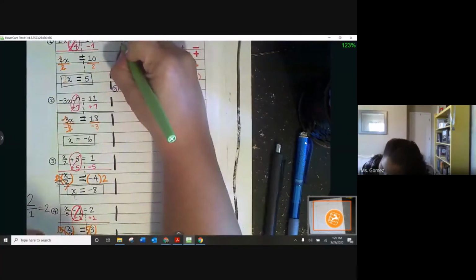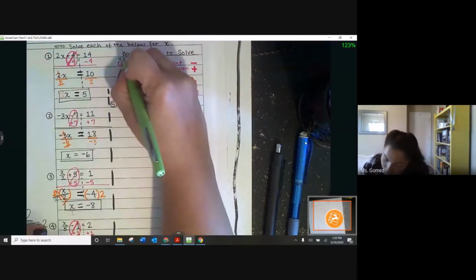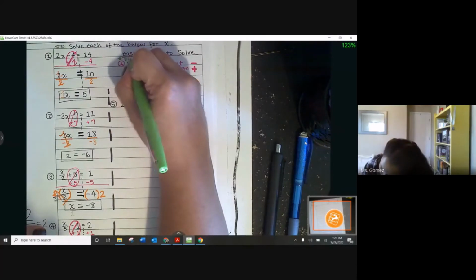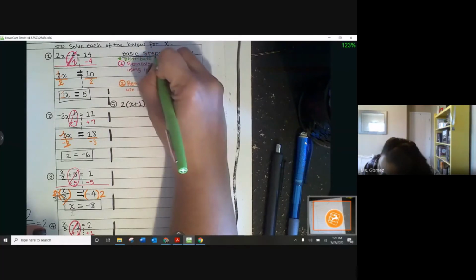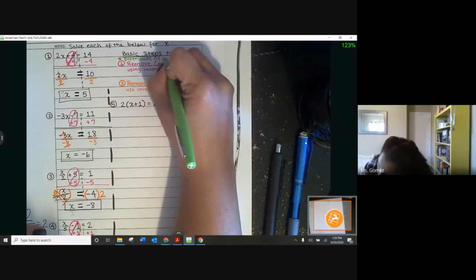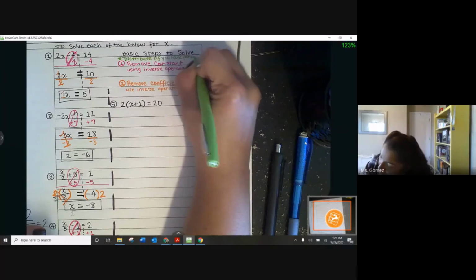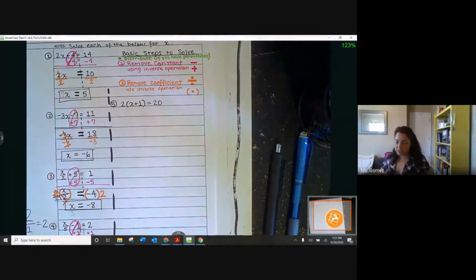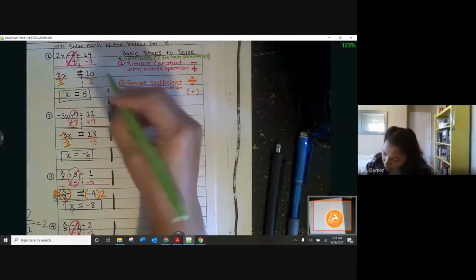Multiply. These parentheses. Distribute. Yes, ma'am. So I'm going to try and squeeze this in here. Because if you have parentheses, you must distribute. Distribute if you have parentheses. So I do have parentheses. What's in front of them? A 2. So what am I going to do with this 2?